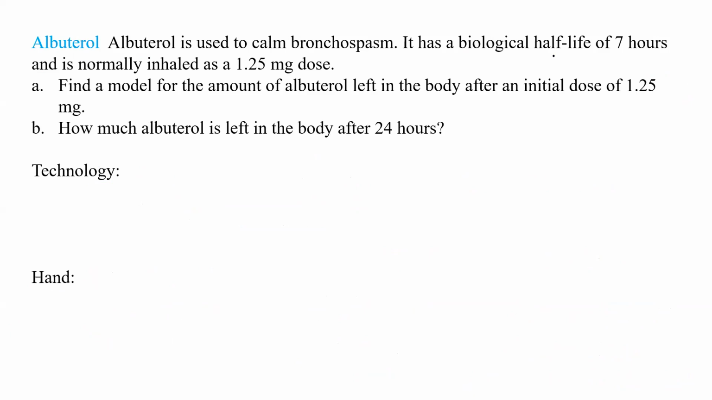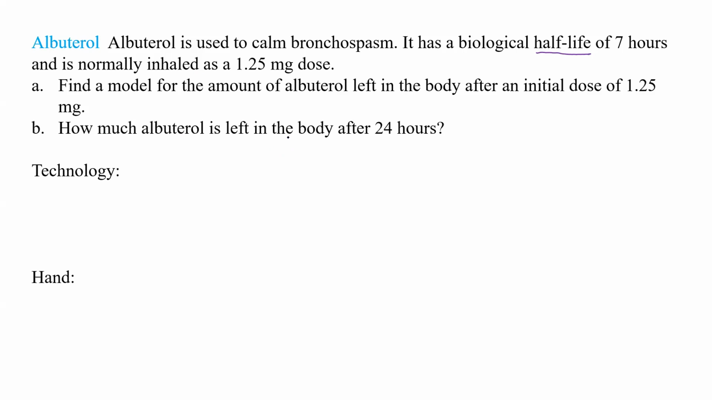All right, so albuterol is used to calm bronchospasms, and it has a biological half-life. So here we're doing half-lives, not doubling, of 7 hours, and is normally inhaled as a 1.25 milligram dose. So we're supposed to find a model for the amount of albuterol left in the body after an initial dose of 1.25 milligrams, and then how much is left in the body after that 24-hour period.